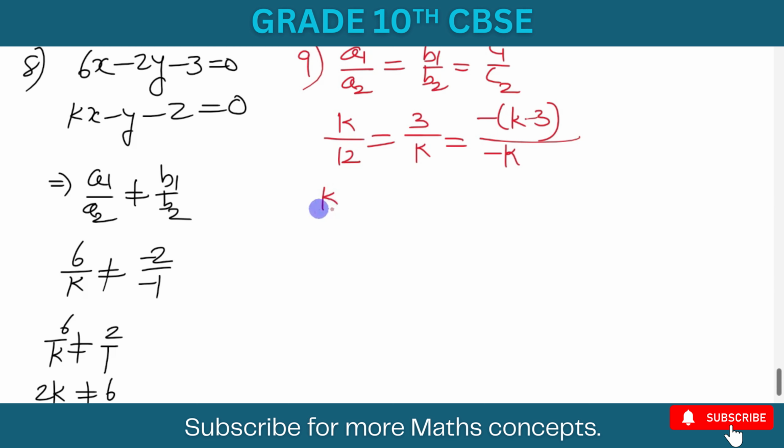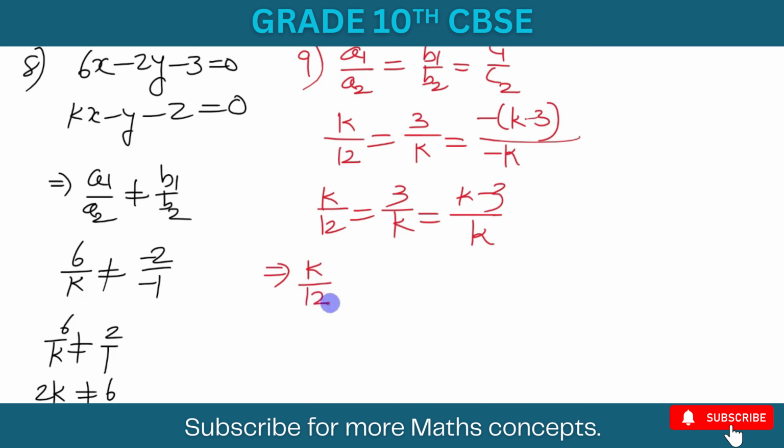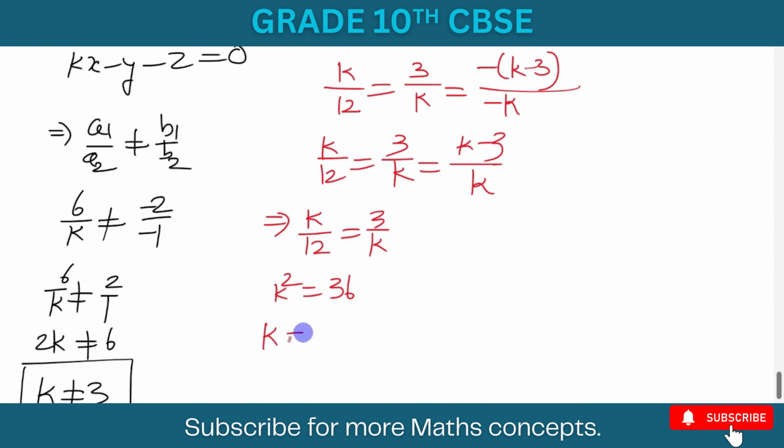In the next step I can eliminate the negatives. So k over 12 is equal to 3 over k. We can equate any two results, for example I am equating the first two. k over 12 equals 3 over k, cross multiply, so k squared is 12 times 3, which is 36. What are the possible values of k if you take the square root? Plus or minus 6, because 6 squared is 36 and negative 6 squared is 36. So till now we got two values of k, 6 and negative 6.